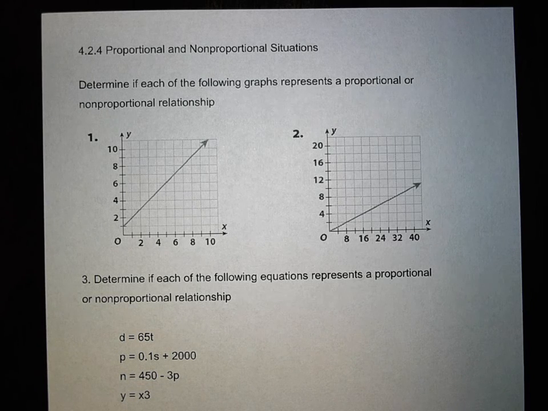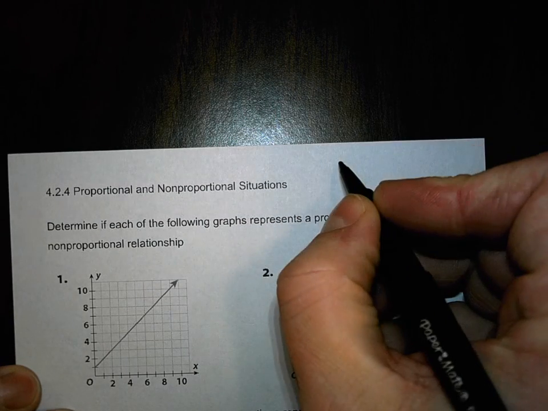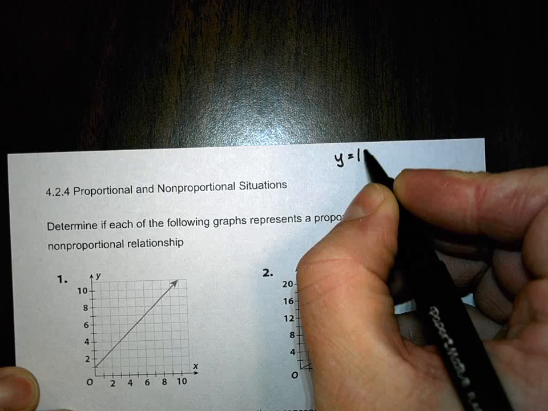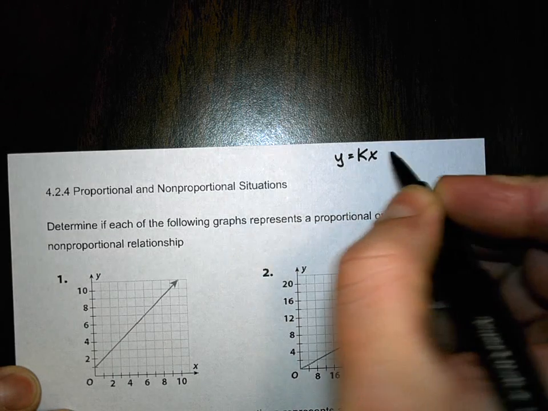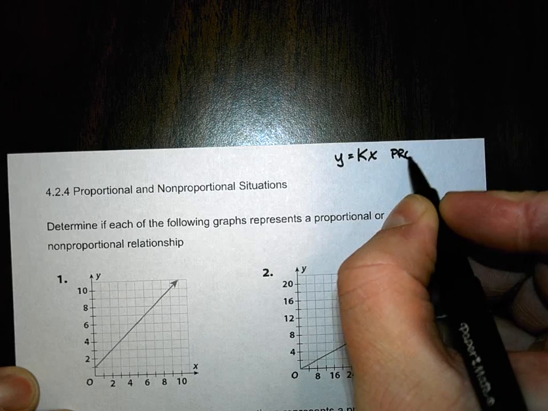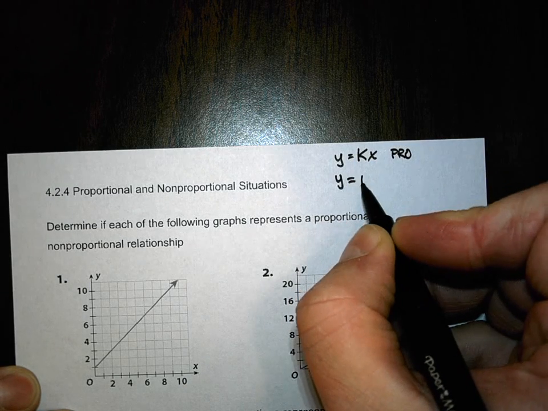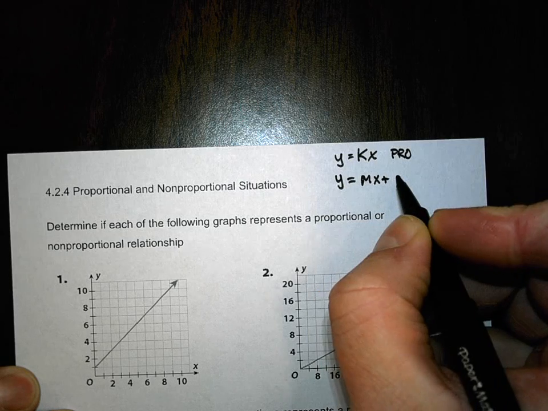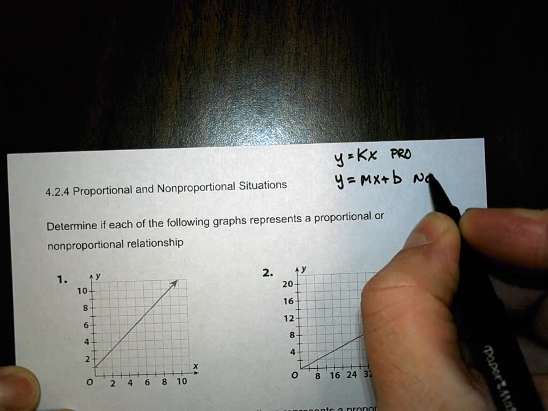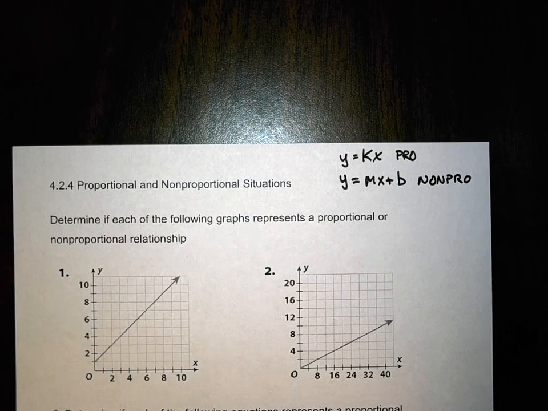Well, let's think about the two equations. So we have two equations, right? We have y equals kx. Do you remember that one? Yes. And what kind of relationship is that? Proportional. And we have y equals mx plus b. What kind of relationship is that? Non-proportional. What is the difference in those two equations?